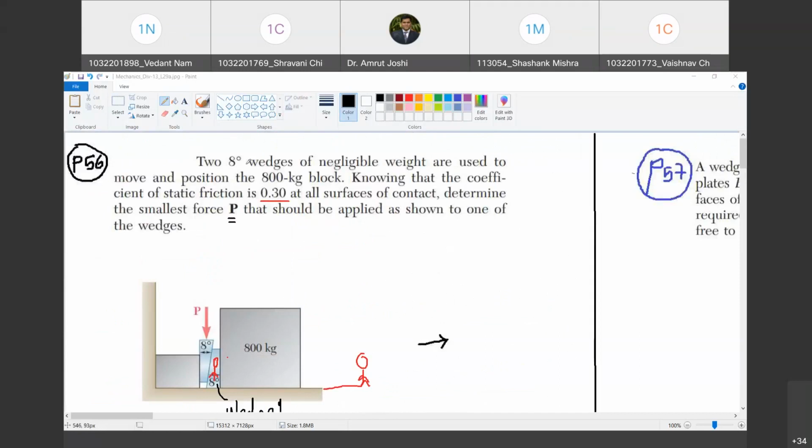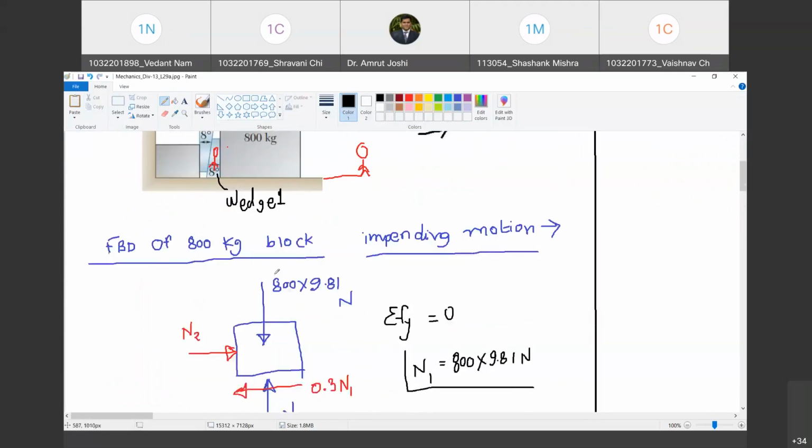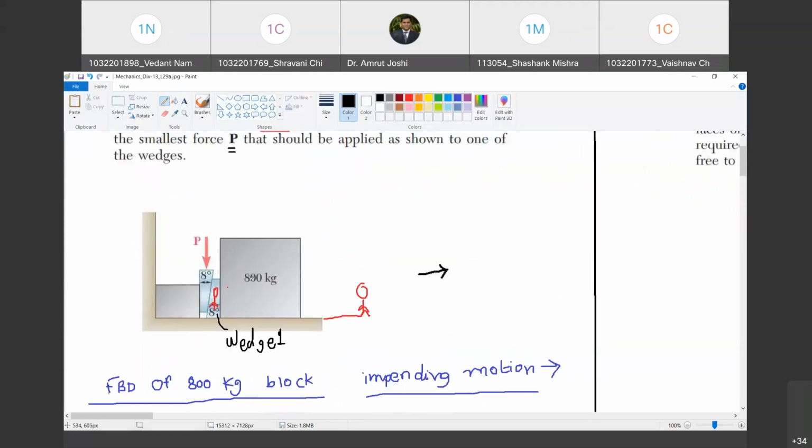Yes, sir. But what is stated? 8 degree wedges with negligible weight. Are you with me? Yes, sir. So we are not going to show the self weight. What else do I need to show? Now I need to show what this 800 kg block must have been doing on this wedge through this common surface in contact. Do you agree with me?